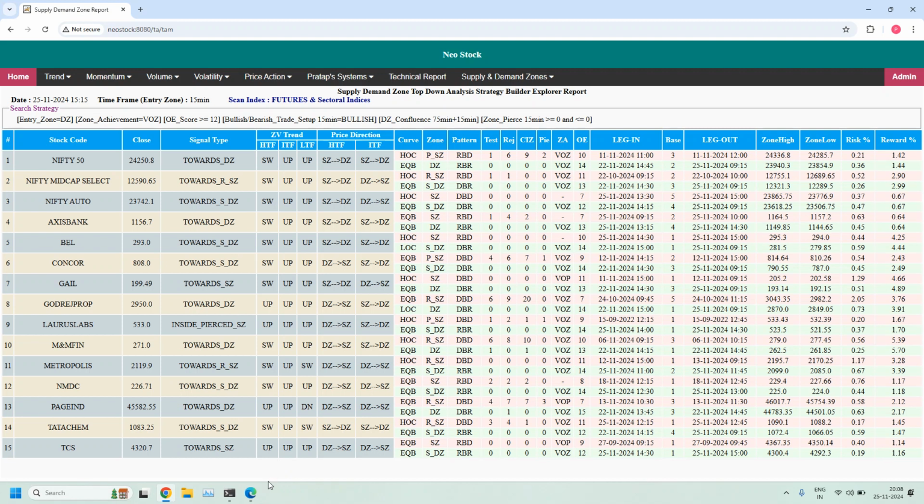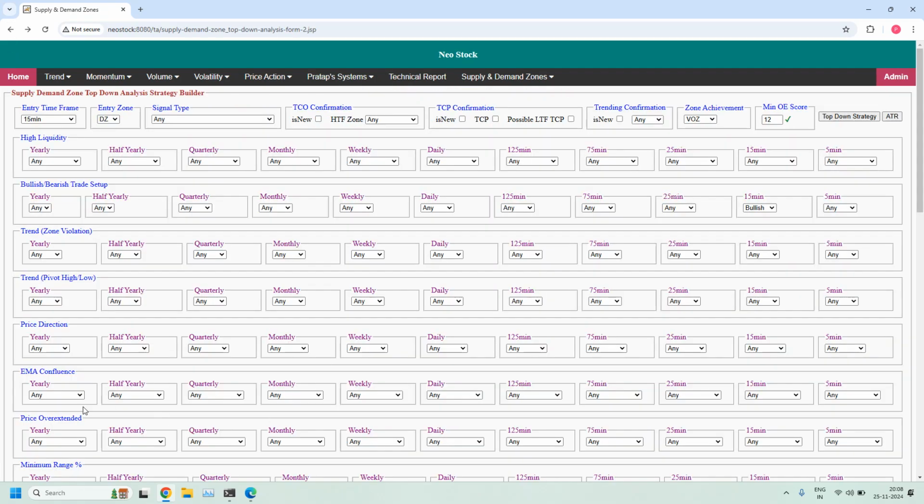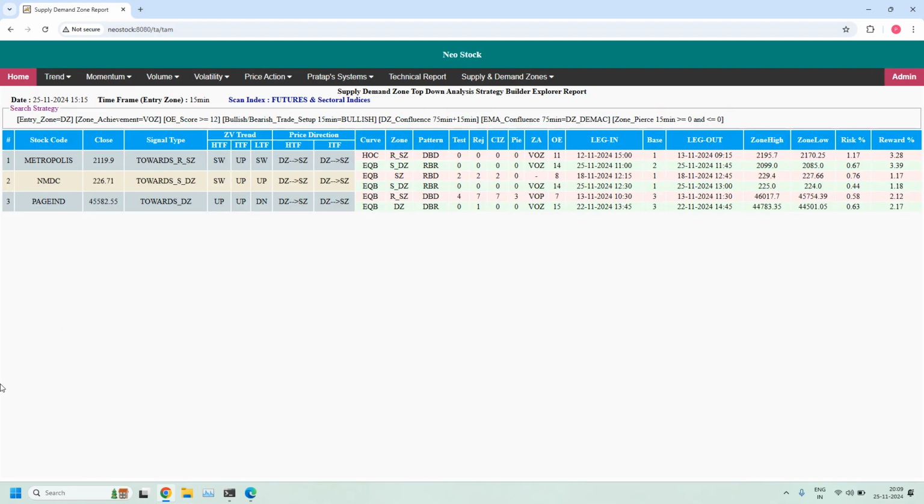If any of these 75 minutes demand zones are having daily EMA confluence, they are even more high probability setup supported stocks. Let's verify. In the EMA confluence at 75 minutes time frame, the 75 minutes demand zone with daily EMA confluence filter is enabled. With this, we got 3 stocks. So these 3 are even more high probability setup supported stocks.